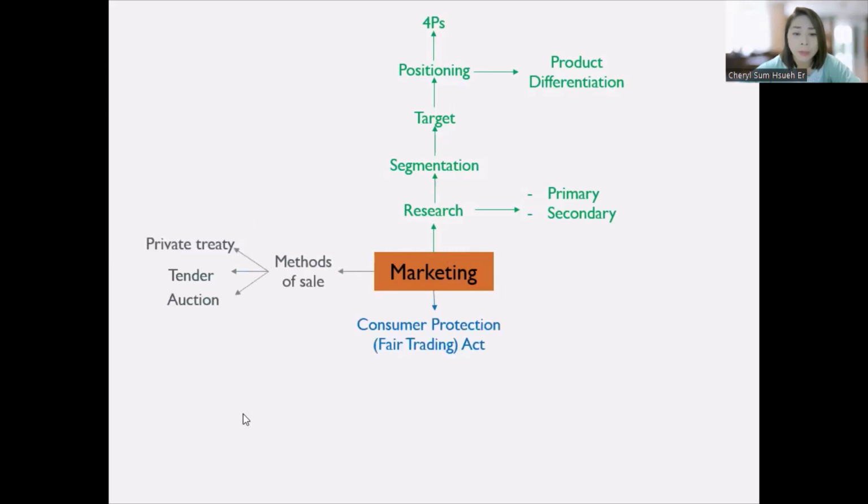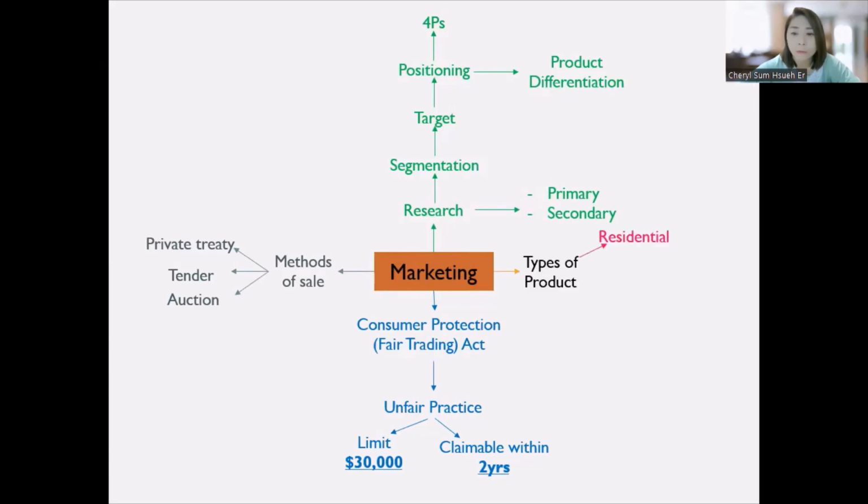Under the marketing umbrella, we have also learned a subset of legislation known as the Consumer Protection Fair Trading Act, which targets unfair practices by vendors to consumers. Some of the key things that we picked up: the claimable limit is capped at $30,000, and it is claimable within 2 years. The types of product, of course, we are back to residential, commercial, industrial.